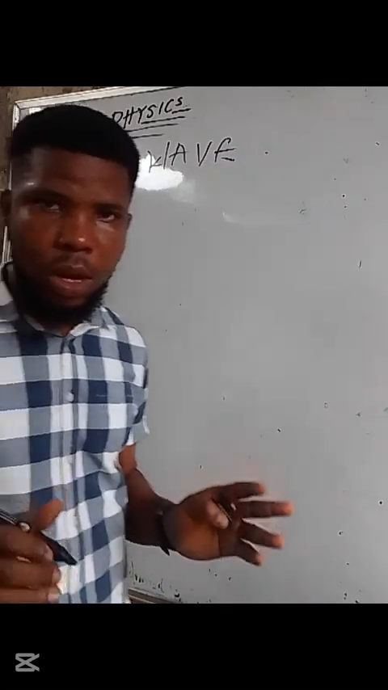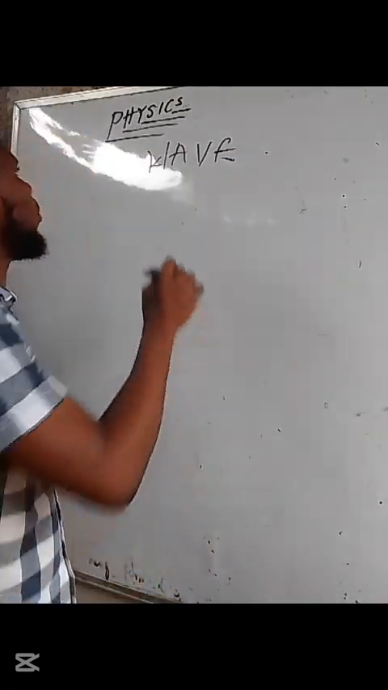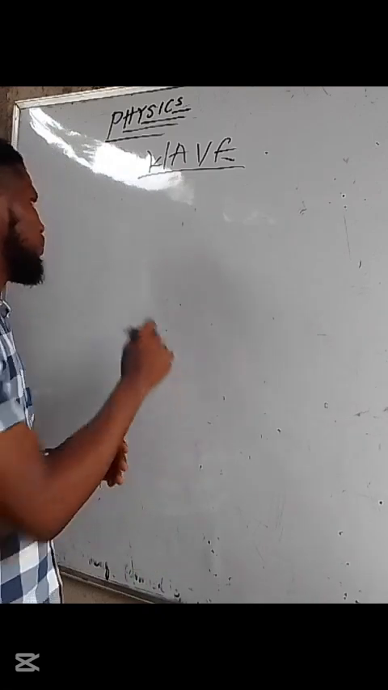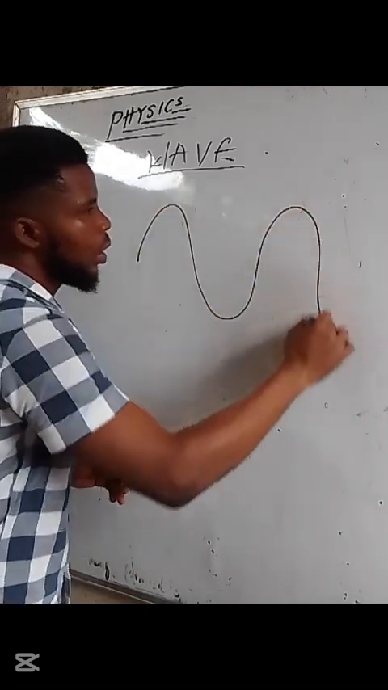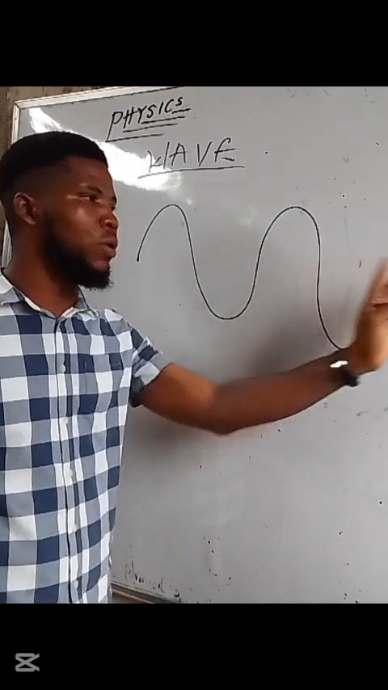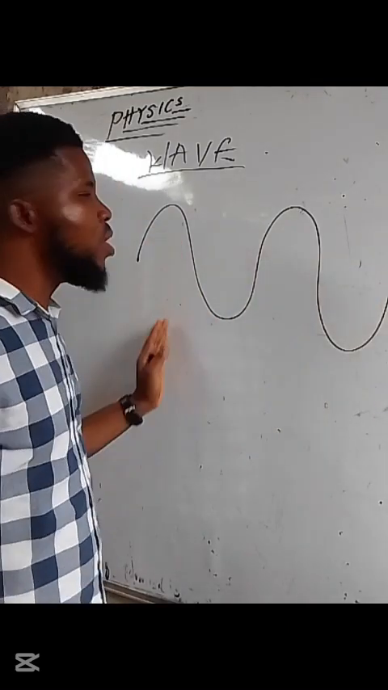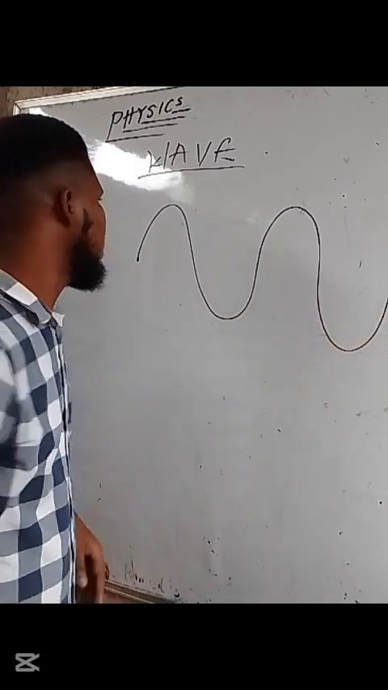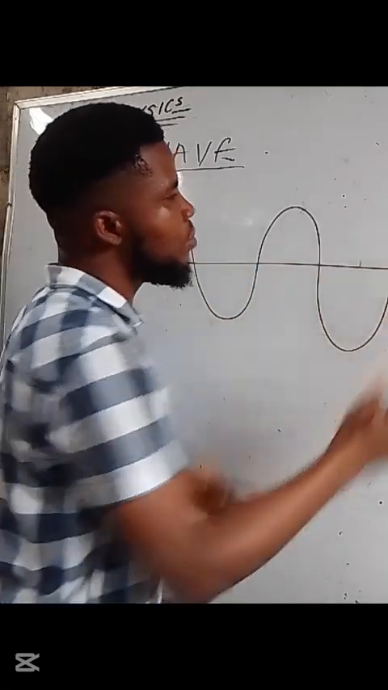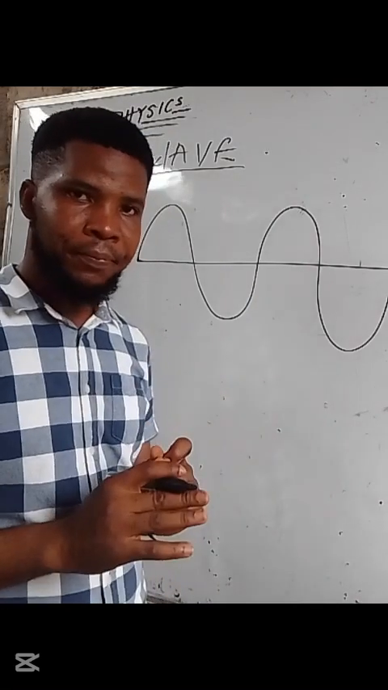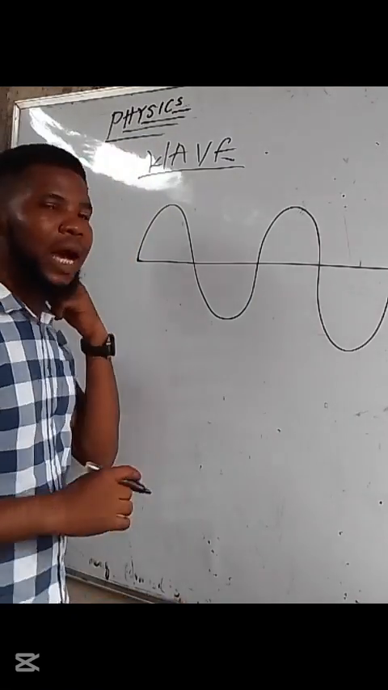What is a wave? A wave is a vibration that transfers energy from one point to the other. So there is a vibration or oscillation which transfers energy from one point to the other. But the medium itself is not displaced permanently. So there is an oscillation, but the medium oscillating is not displaced permanently. So we have types of waves.